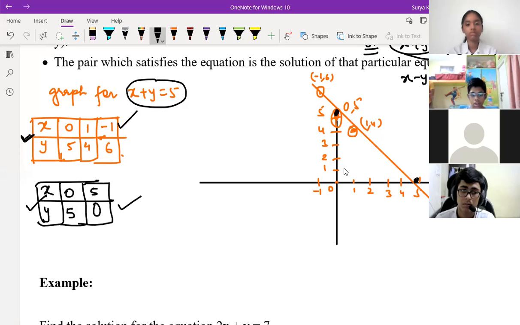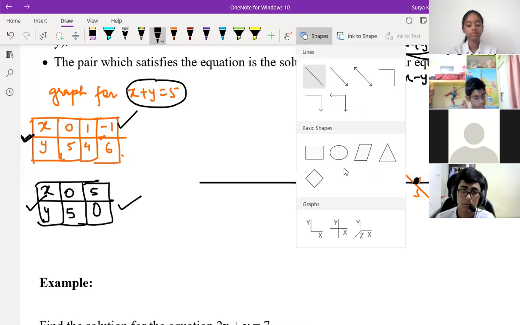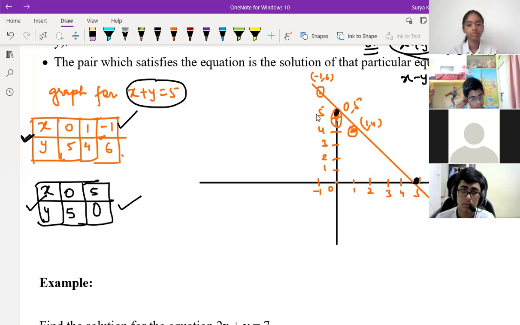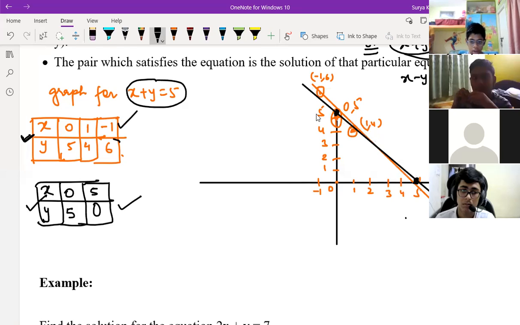You just try at home. You just match 5 and 5 over here on the graph, okay? And you will get all the points you were getting at first, all on the same line only. Understood? Sir, great.